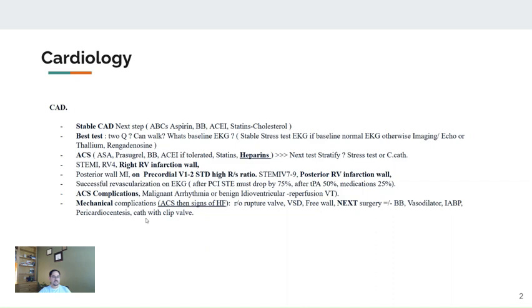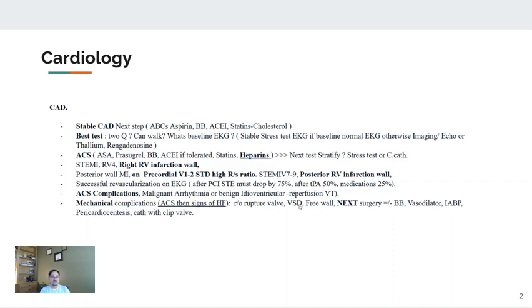Mechanical complications, and here timing is very important. This happens after like 1 day, 2 days, or 3 days from the MI. And what are the symptoms? Most of the time, there are symptoms and signs of heart failure, and the question will be, what's next? If it's pericardial effusion, you need to do urgent pericardiocentesis and take the patient to open heart surgery, and if the patient survives, they will fix the wall rupture. Most of the time, unfortunately, those patients die.